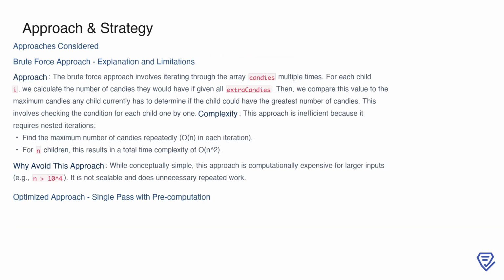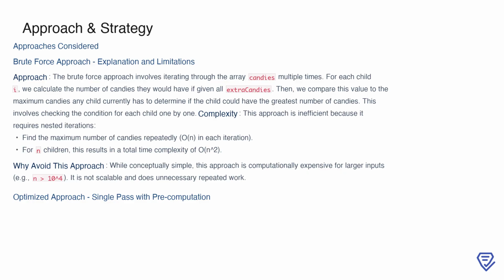To begin solving this problem, we can consider a brute force approach. Here, the idea is to iterate through the candies array multiple times. For each child, we calculate the number of candies they would have if given all the extra candies. Then, we compare this total with the maximum candies that any child currently has. If the total meets or exceeds this maximum, that child could potentially have the greatest number of candies.